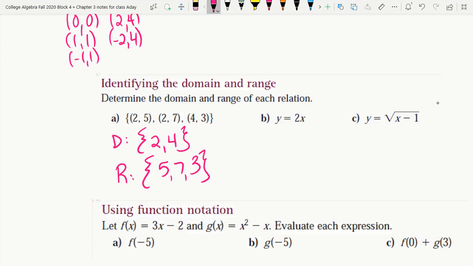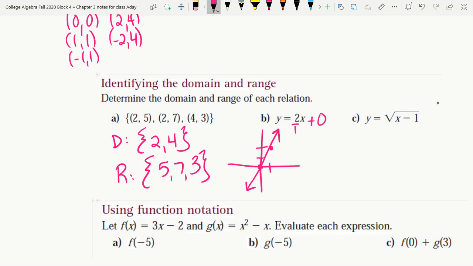All right, how about this one? Y equals 2x. So knowing what that is, that's the slope. So you have 2 over 1x plus 0. So we start at 0, go up 2 over 1. So that's what the graph looks like. I think it's easy to look at graphs sometimes.